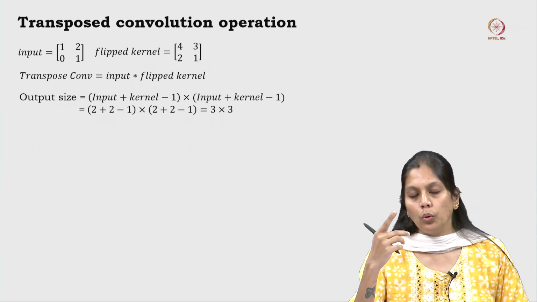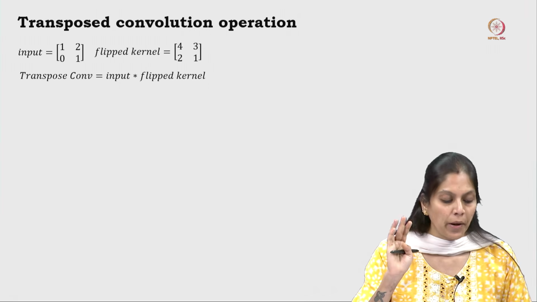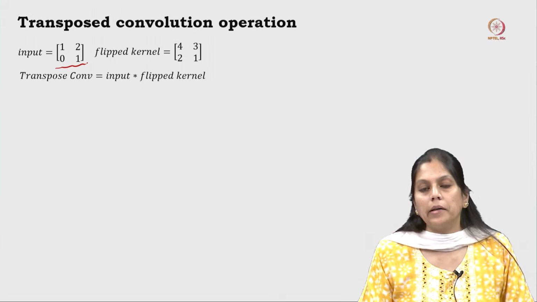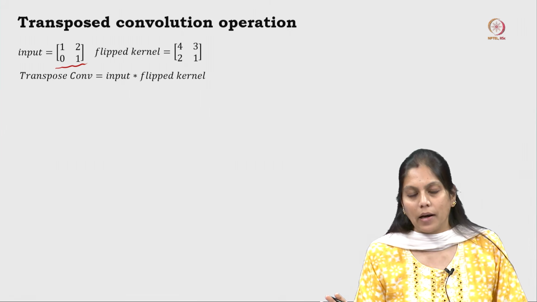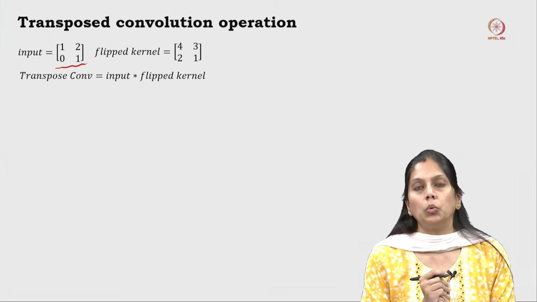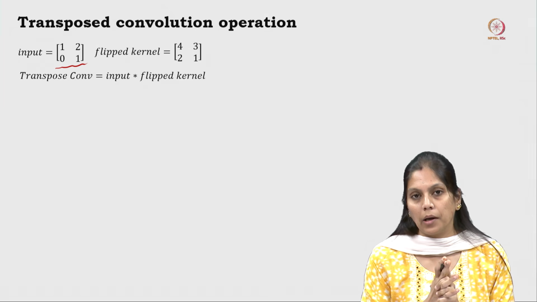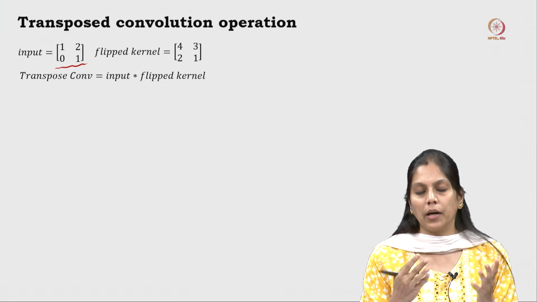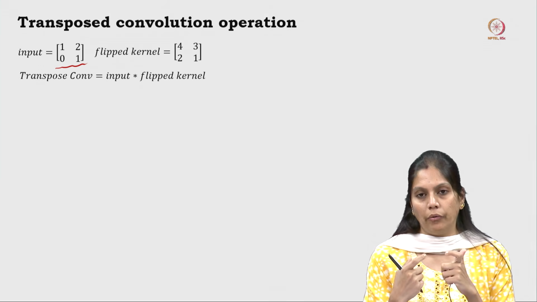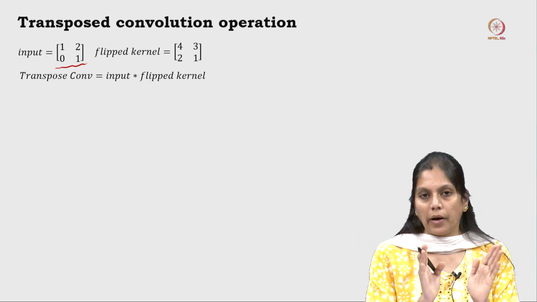Now, let us see how it is happening in transposed convolution operation. In transposed convolution operation, let us assume we are taking one input, let that input be 1 2 0 1 just for understanding, and then we are going for a kernel. Now, what kernel we are using? We have to use a flipped kernel here. What is a flipped kernel? Whatever kernel values we have, rotate those values by 180 degrees. This is the kernel values that we have.